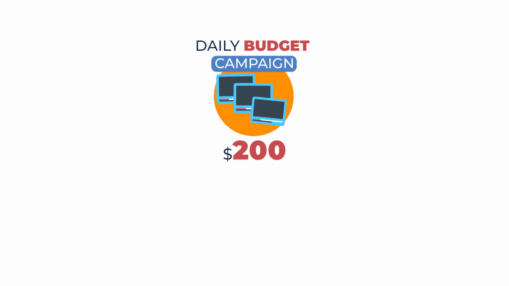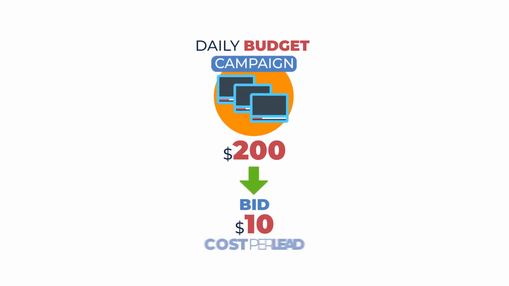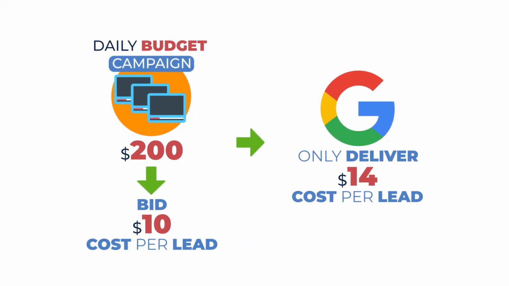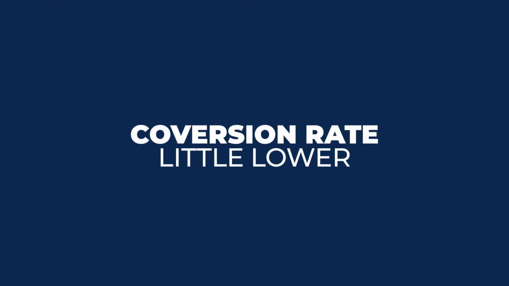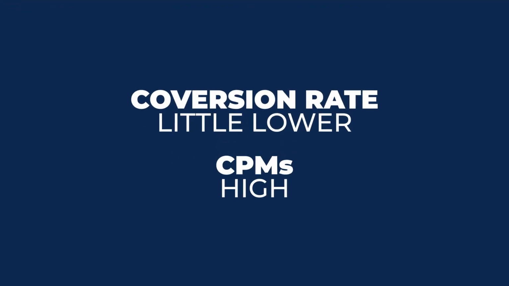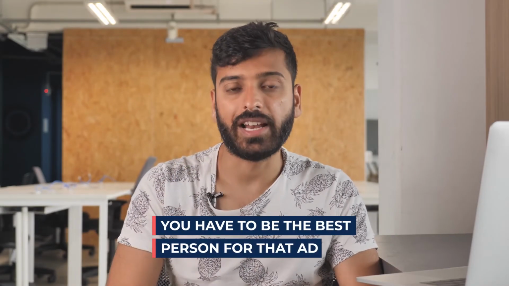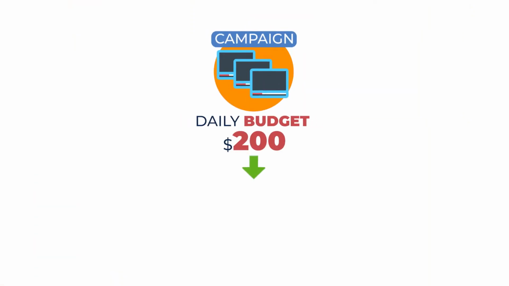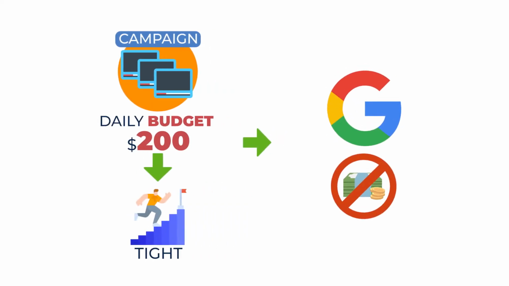So to give you an example, let's say you have a daily budget on your campaign of like $200 a day, right? And you bid for $10 cost per lead. However, Google's only able to deliver $14 cost per leads, right? Because your conversion rate is a little lower and the CPMs are high, right? Because if they want to put you in the ad auction, you have to be the best person for that ad. So in that case, what Google will probably do is not spend the full budget of the campaign, right? So that's what happens a lot, right? Where you have a campaign, you have a daily budget at $200, but your goal is too tight. It's not allowing Google to spend that money while still hitting that goal per acquisition, so Google reduces spend.